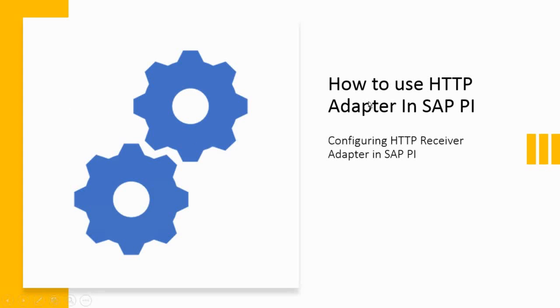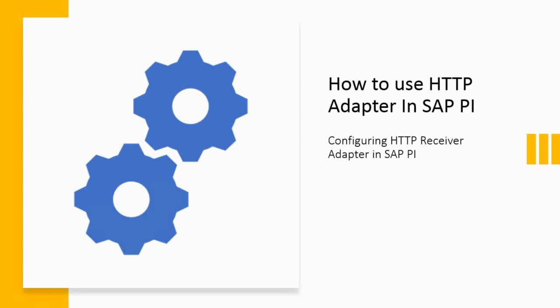Today I'm going to discuss the HTTP adapter in SAP PI, how to use it and how to configure a receiver HTTP adapter in SAP PI. The first thing is, why do we need an HTTP adapter? Whenever there is a requirement where you need to call a web server and make an HTTP request, which may be a POST or a GET request, in those scenarios you have to use the HTTP adapter.